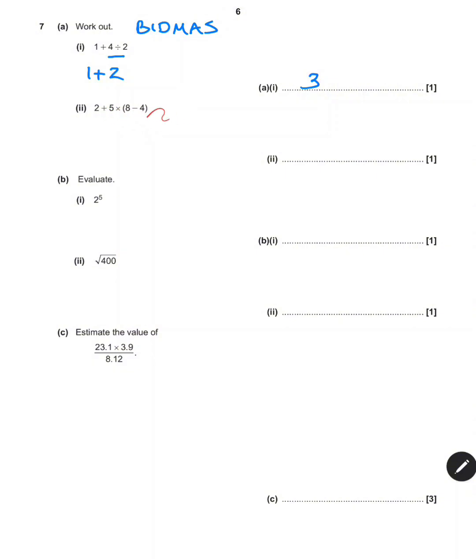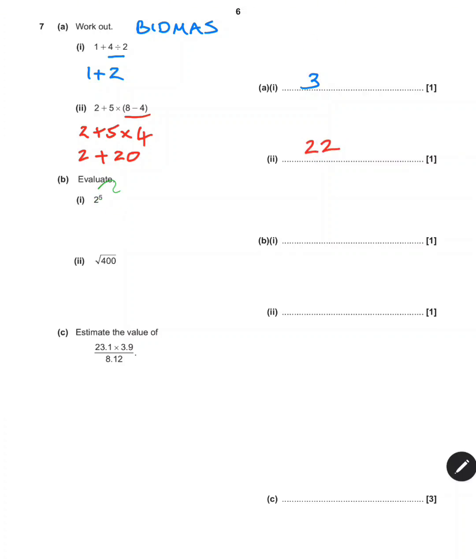Second part of the question, another BIDMAS question, but we've got some brackets, and brackets definitely come first. So do that bit first. We get 2 add 5 times 8 minus 4 is 4. Still following BIDMAS, we've got an addition and a multiply. Multiply comes before addition, so I'm going to do this bit first. And we get 2 add 5 times 4 is 20. And then finish the calculation. 20 add 2 is 22.